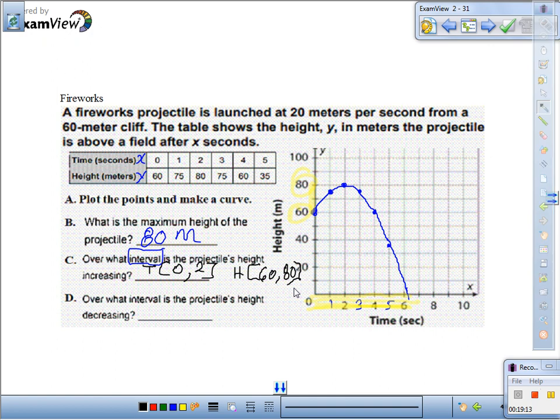We got it? All right, so now I want you to write me the interval notation when the projectile's height is decreasing. I want the time and I want the height, both interval notation. Do that right now, please.